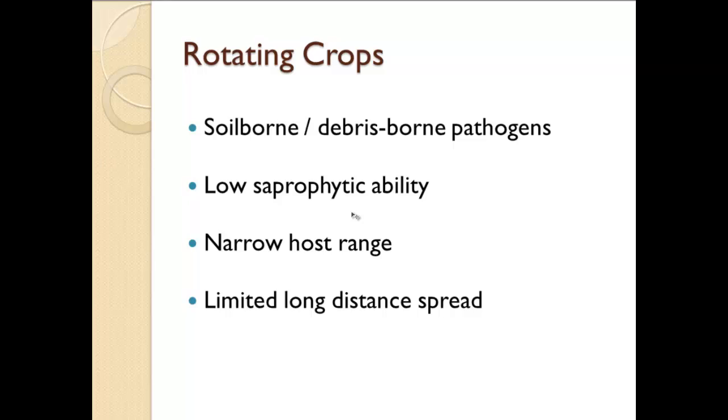So another thing that we can do to minimize the level of pathogens in the field is to do crop rotation. Realizing that many pathogens require a living host for them to reproduce and to grow. And once that host is gone, then that pathogen can survive in that location for a certain amount of time. And once its resources are exhausted, then its populations start to decline.